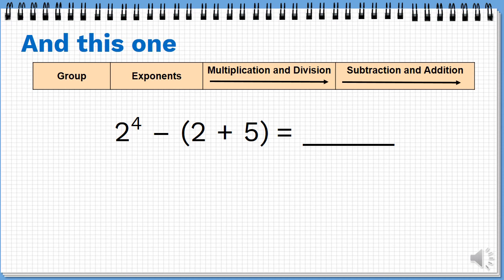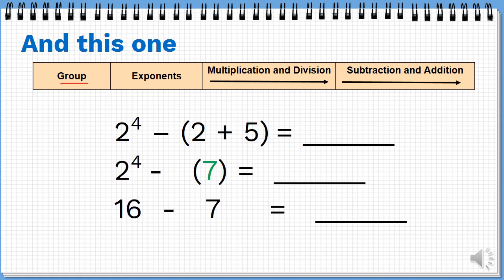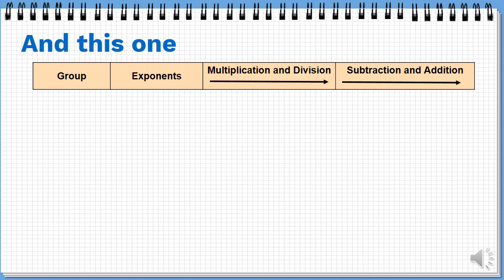Okay, let's go. Do we have groups? Yes, we do. So if we have groups, we do the group first. 2 plus 5, that's 7. Do we have an exponent? Yes, we do. Here it is. We do 2 raised to the 4th. Now 2 raised to the 4th is not 2 times 4. It is 2 times 2 times 2 times 2. So 2 times 2 is 4, 4 times 2 is 8, 8 times 2 is 16. So 16 minus 7, and the answer is 9. Okay, did that one trick you? All right, let's go to another one.